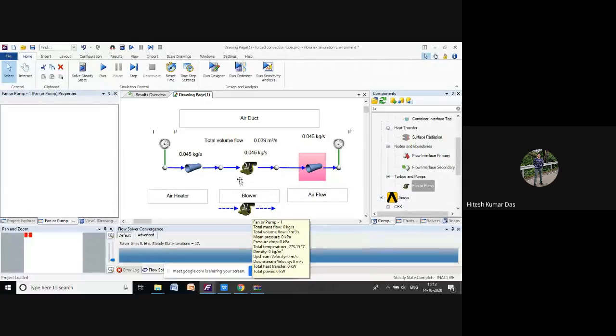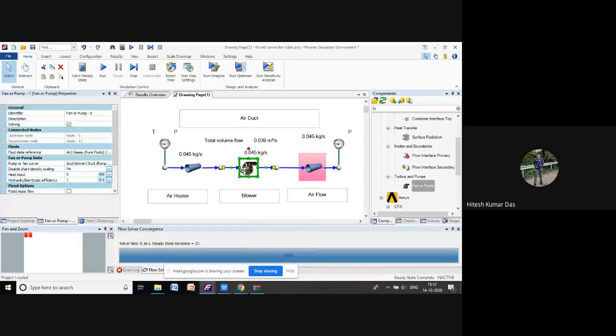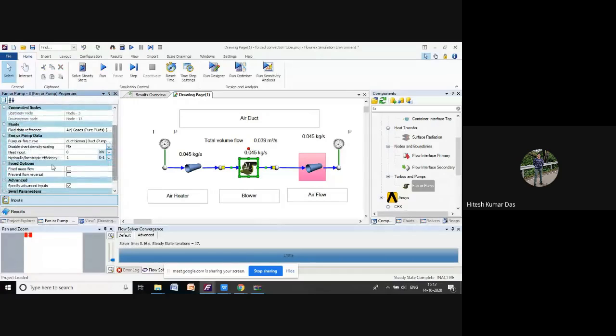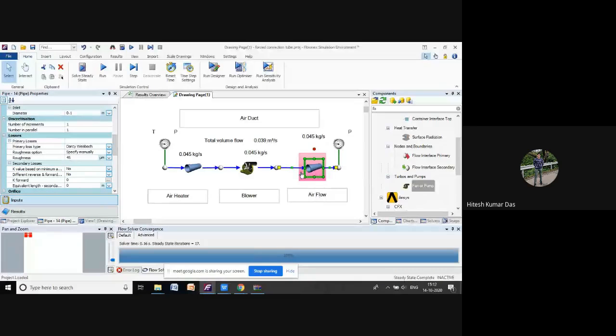Next I will show you what inputs we have assigned for this blower or fan. I have assigned efficiency as 1, meaning the efficiency of this blower is 100%. 1 means 100%, 0 means efficiency is 0. The next thing is our second pipe. In this pipe we have assigned roughness as 45.